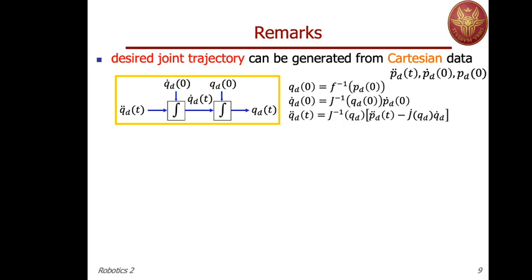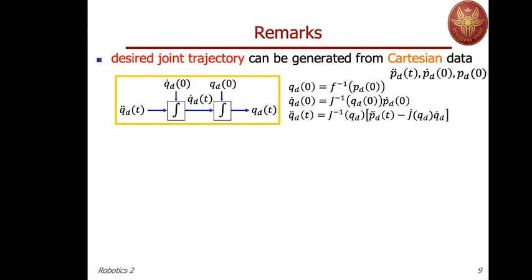on the fact that the desired joint trajectory indeed can, as usual, come from some Cartesian data. In fact, it can be generated from a trajectory specified at the level of the end effector. In order to do that, we need to know the initial position and velocity in the Cartesian space, have a profile for the desired acceleration p double dot of t, and then we can integrate and generate online, if we wish, the reference trajectory in the joint space.